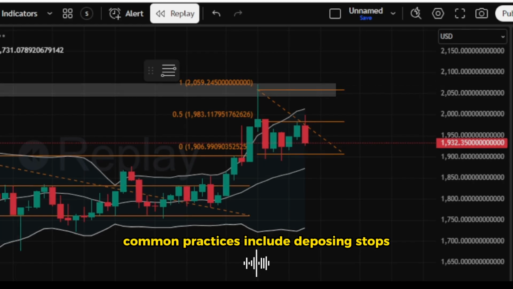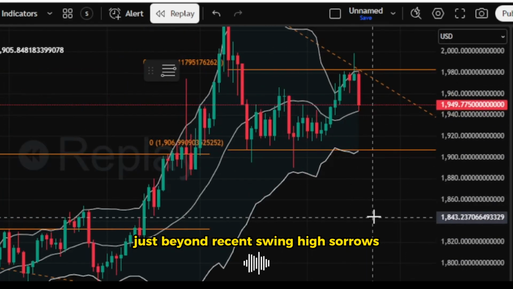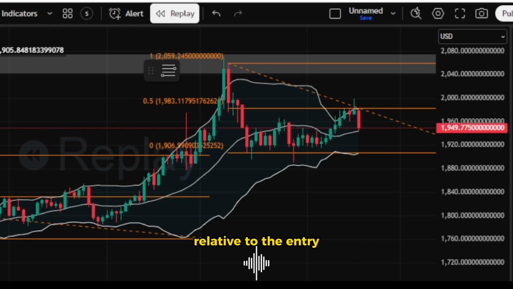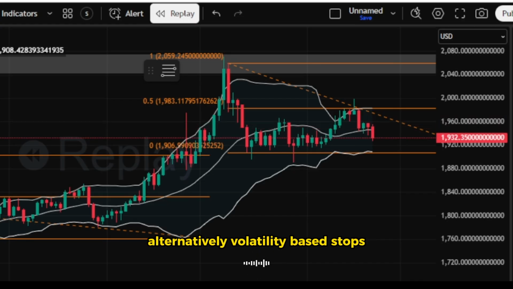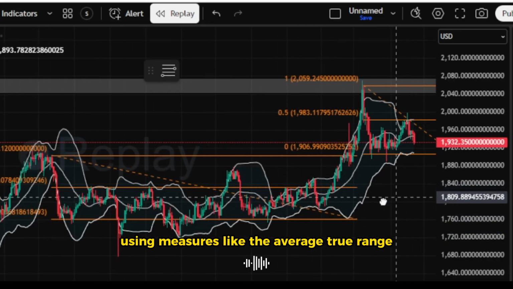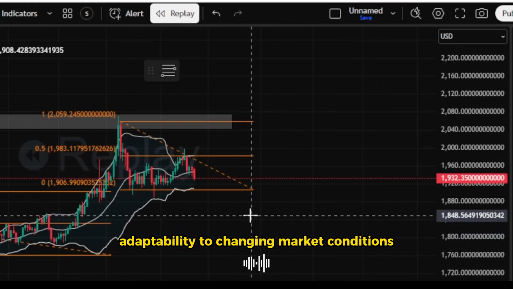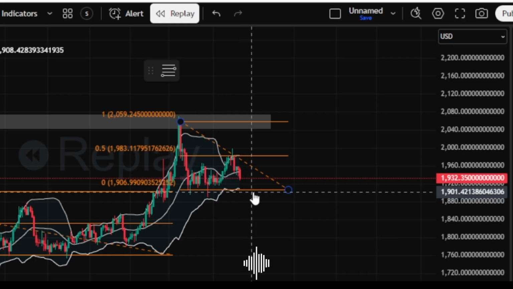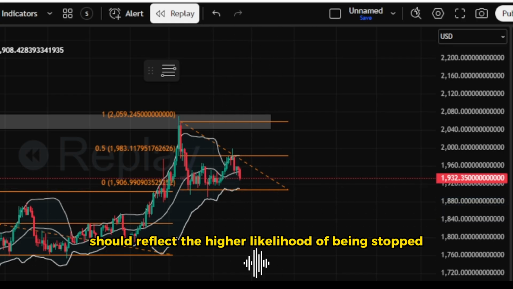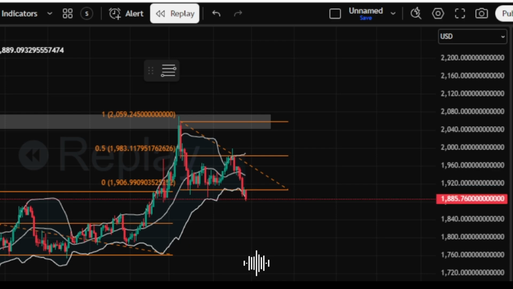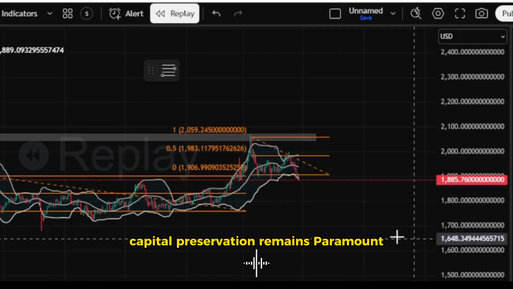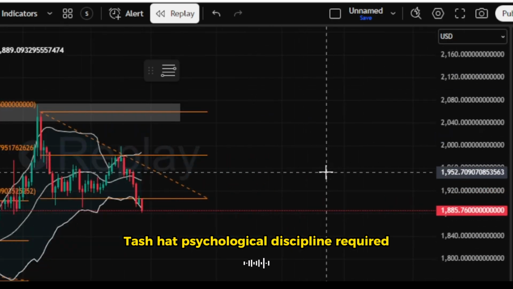Common practices include positioning stops just beyond recent swing highs or lows relative to the entry triggered by the rejection at the band. Alternatively, volatility-based stops using measures like the average true range can provide dynamic adaptability to changing market conditions. Position sizing should reflect the higher likelihood of being stopped out during periods of market noise. No single trade should carry disproportionate weight within the broader trading portfolio. Capital preservation remains paramount.